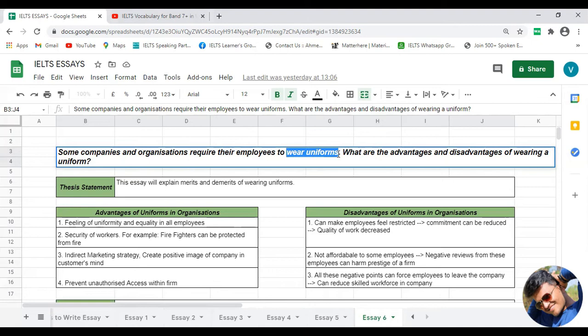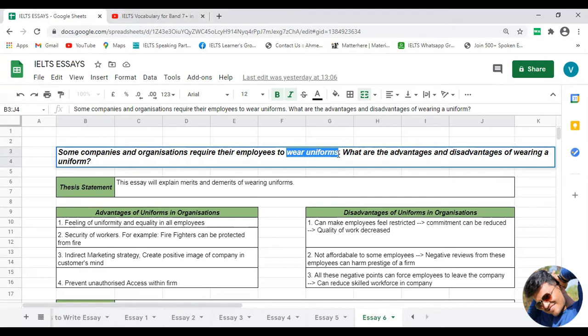How you can write, or which kind of sentences you can write, we are going to see in a minute in the next slide, in which I have shown the entire introduction paragraph which I developed for this particular statement. So the keyword for this essay statement would be uniform.